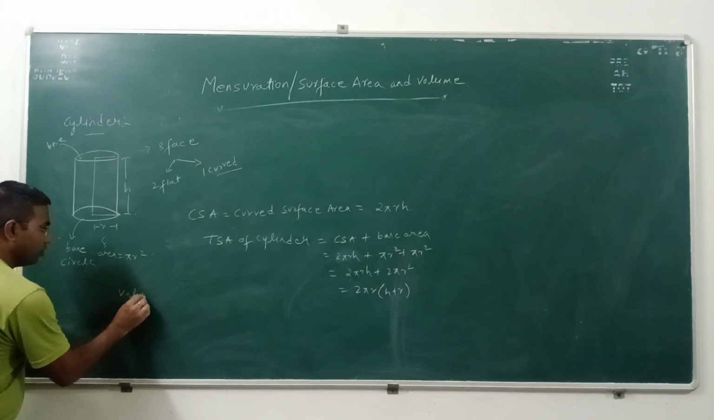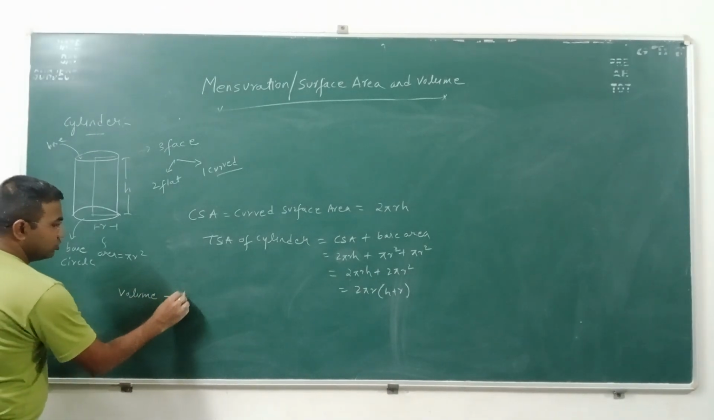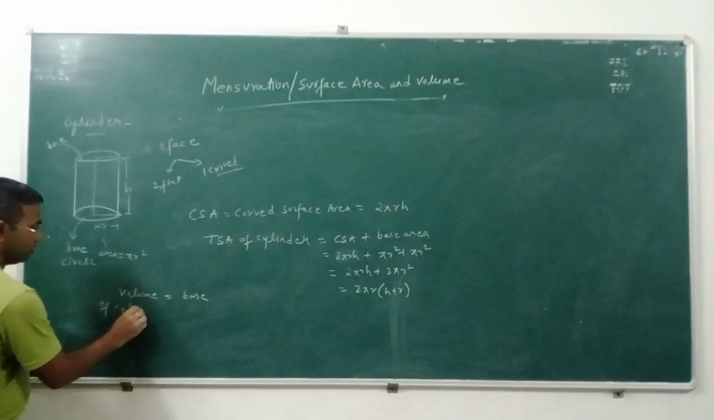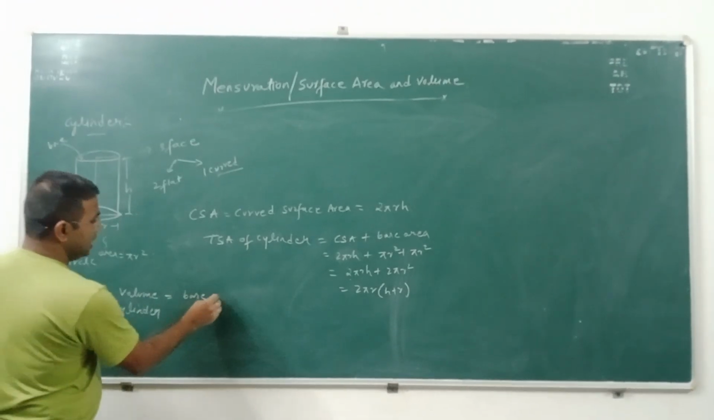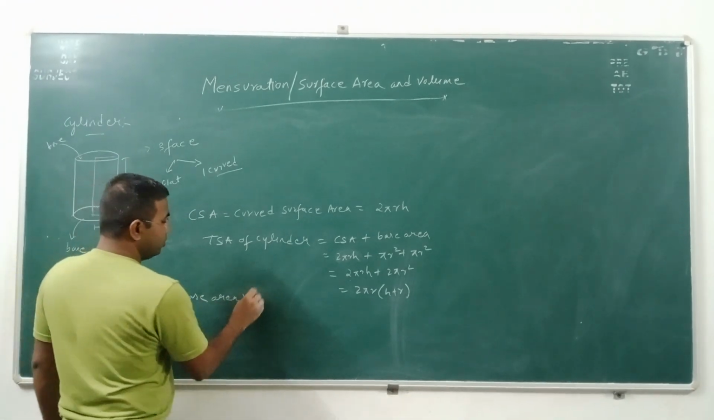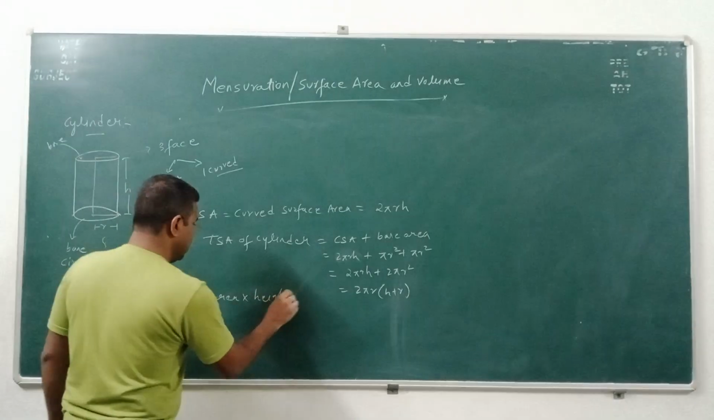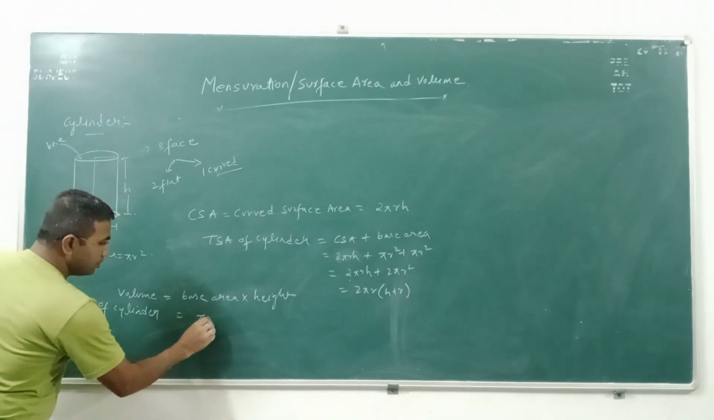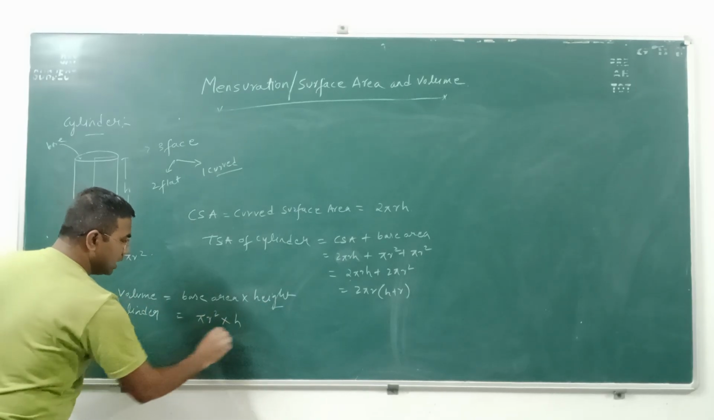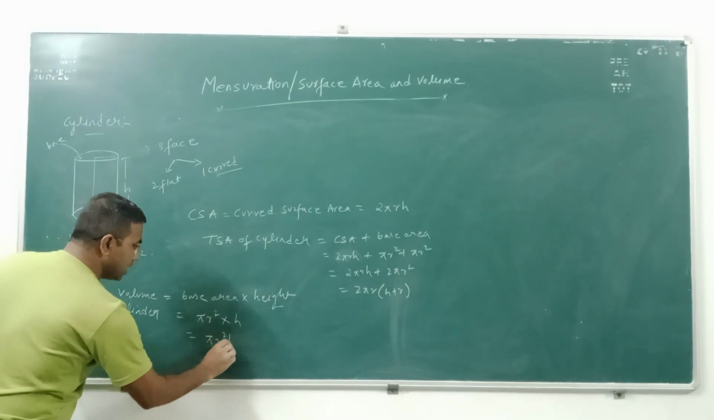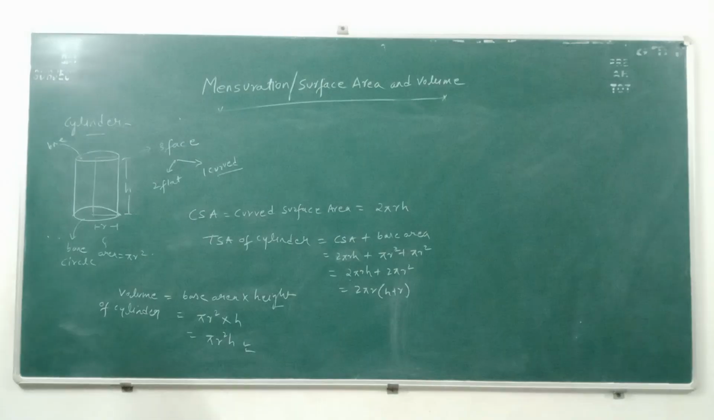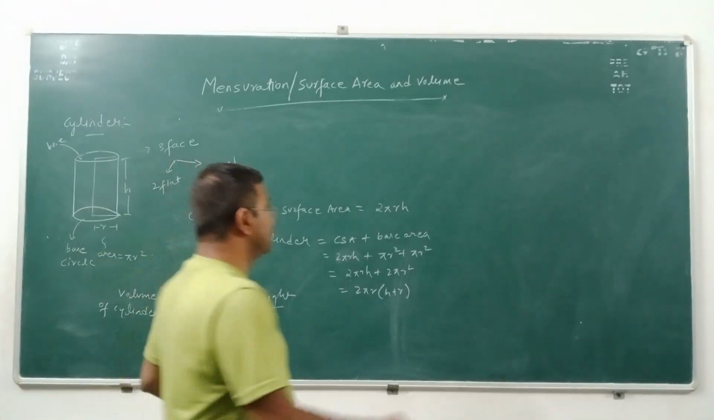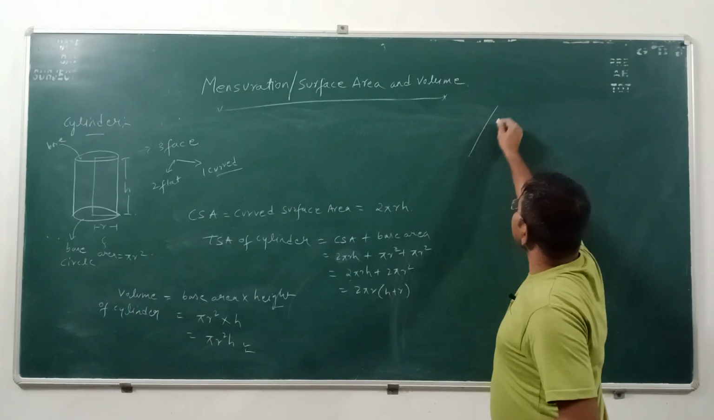Now talk about volume. The volume of cylinder is base area into height. Now see, the base area is a circle, pi r square, and height is h. Then this can be written as pi r square h. So in this way you will write the volume of cylinder. Okay, now let us talk about the cone.